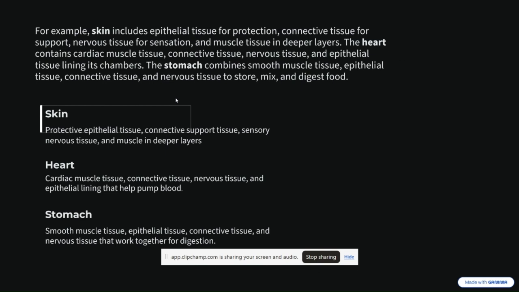Skin protects the body, connective tissue supports the tissue, sensory nerve tissue conducts electrical signals, and muscle tissues do different muscular activities. Okay.